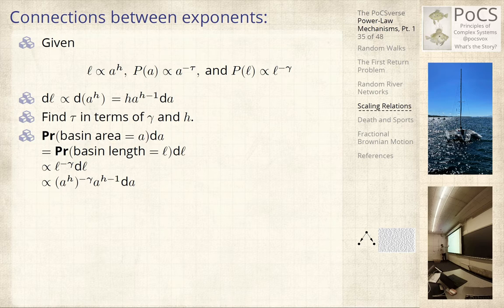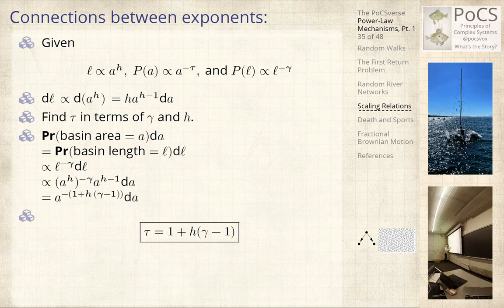L is scaling like A to the H, so we've put it all together, and now we've got something that looks like basin area, right? These things have to be connected like this. Just do a little bit of basic stuff. Is an A to the H times minus gamma, the H times minus gamma, A to the H minus 1, put them together. So now this is in the form A to the minus tau. So tau equals whatever this blob is here, which is 1 plus h gamma minus 1.